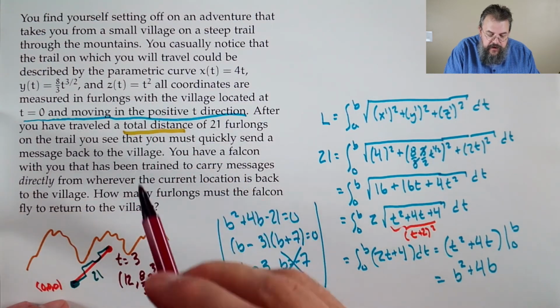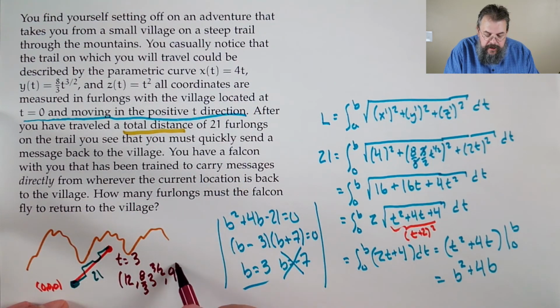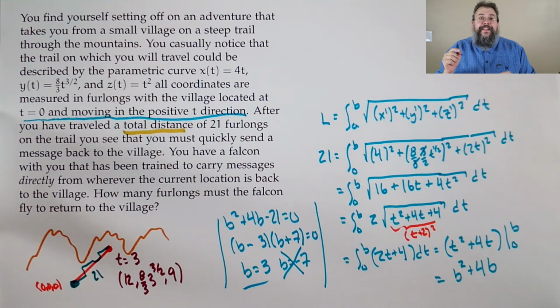And the z value, 3 squared, 9. So that is, after we've traveled the distance of 21 furlongs, that's our location. That's where we're at. Okay, so that is where we release our falcon. Our falcon is released. It goes back to the origin.